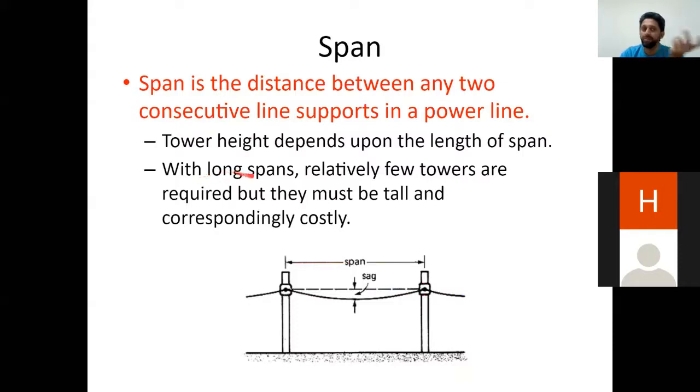And if you increase the span, even though the height increases, the number of towers used will be reduced, and therefore you have to increase the length. As you increase the length, height will increase, and number of towers will decrease. So you have to consider based on the cost. Cost may change depending on number of towers or height, etc.